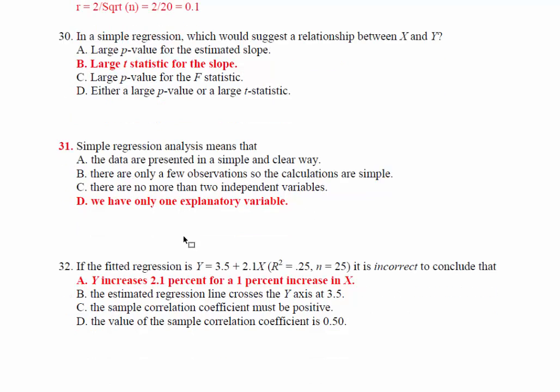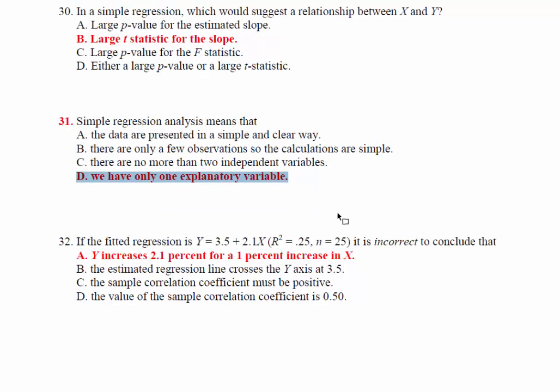Number 31. Simple regression analysis means what? The data are presented in a simple and clear way. That's not true. There are only a few observations, so the calculations are simple. That's not true. In fact, when we use a computer to calculate, it doesn't really matter how many observations, a dozen or 100 or 1,000, it probably takes about the same time. There are no more than 2 independent variables. That's not true. You can have more than 2. We have only 1 explanatory variable. That is true.